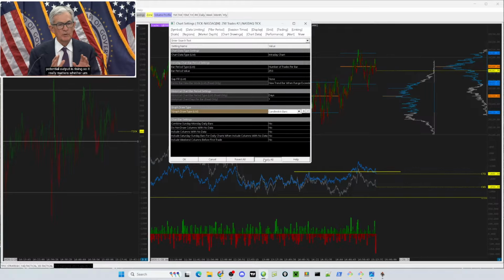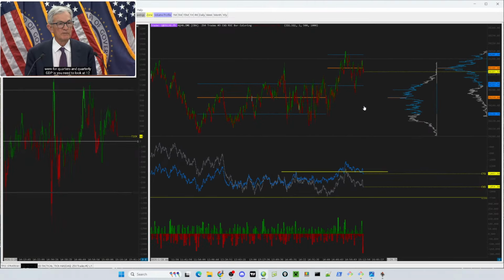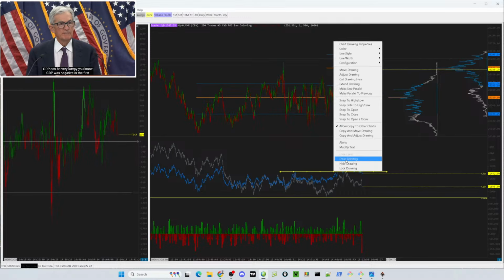The numbers you cite were for quarters, and you need to look at 12 months, because quarterly GDP can be very lumpy. GDP was negative in the first quarter last year. So over the year, the numbers were nothing like that. It was more in the mid-2s for the year.